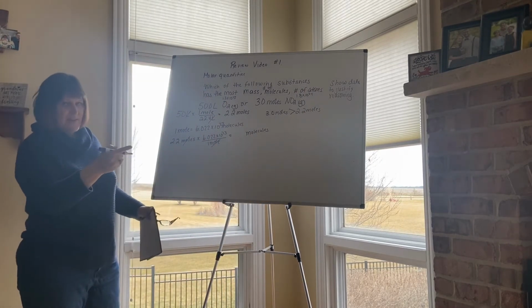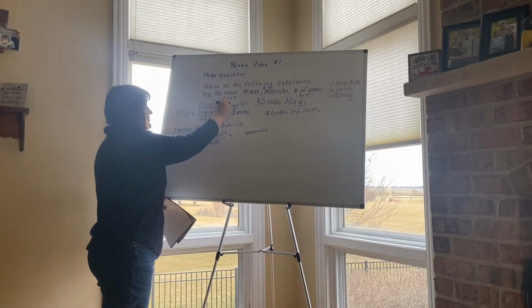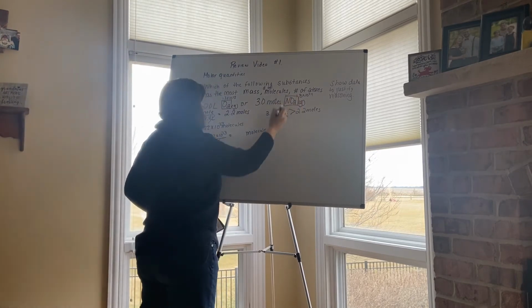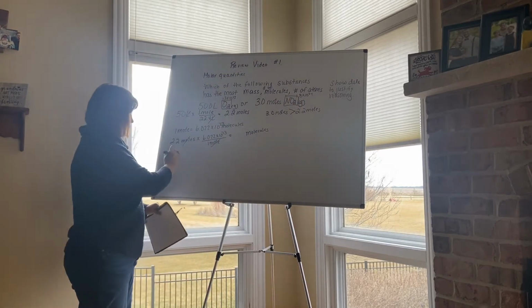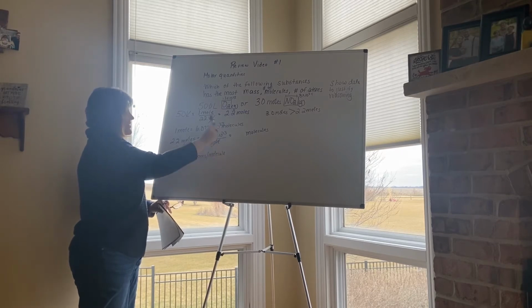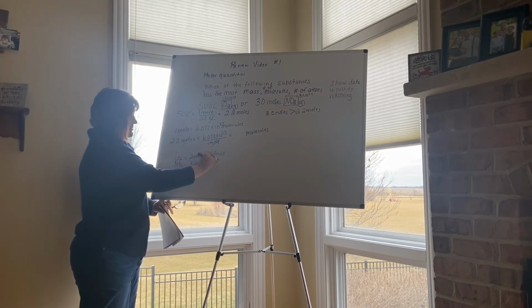If we look at number of atoms, now we're actually looking at the chemical formulas. O2 and NO2. O2, 2 atoms per molecule. NO2, 3 atoms per molecule.